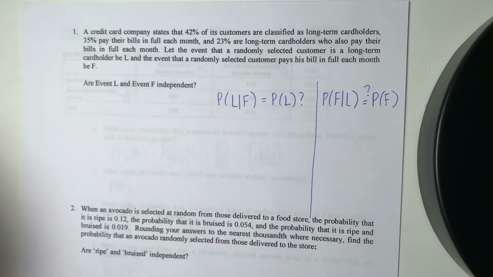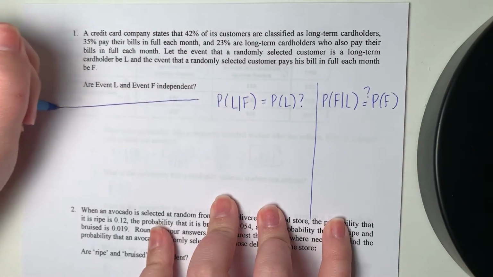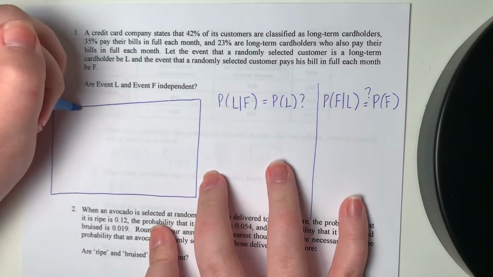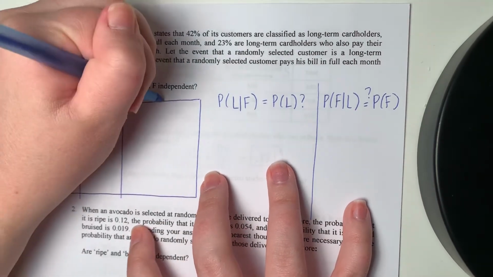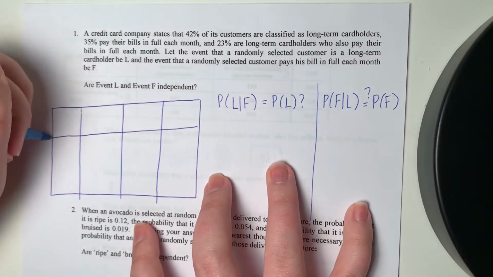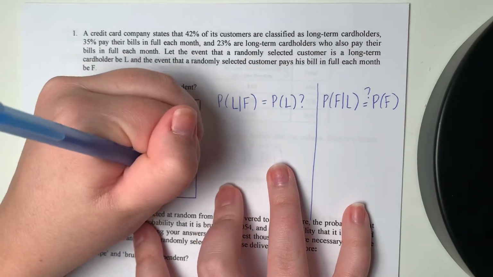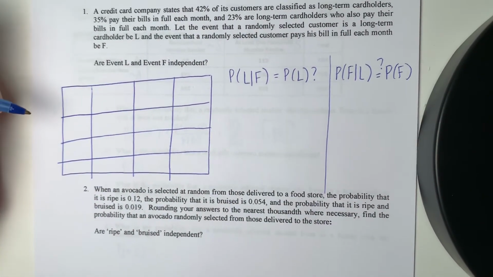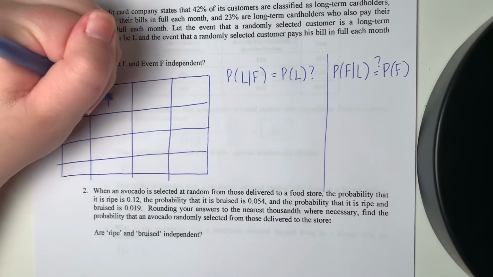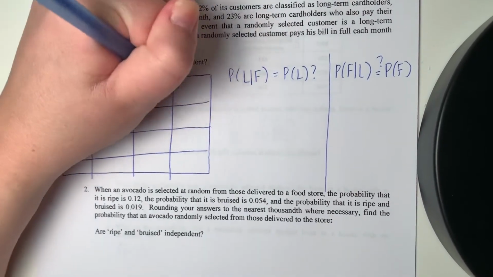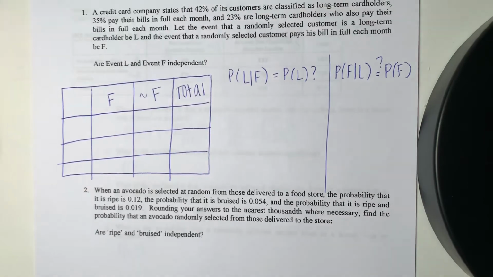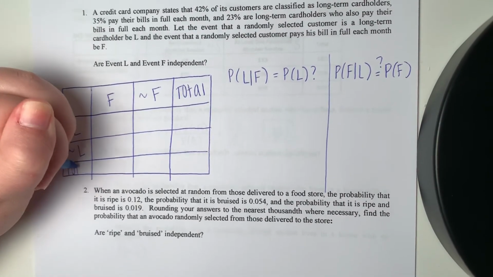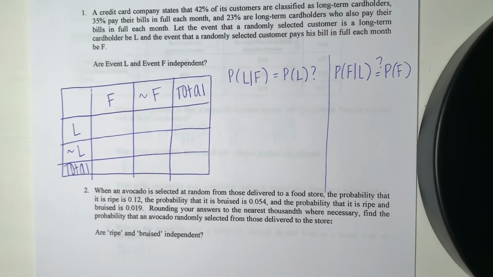Okay. But in order to do that, I need to create a two-way table here and see what's going on. Not a great table, but oh well. So we have F, not F, and our total. We have L, not L, and our total.